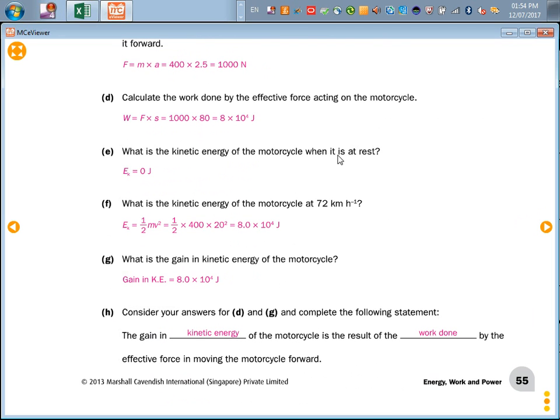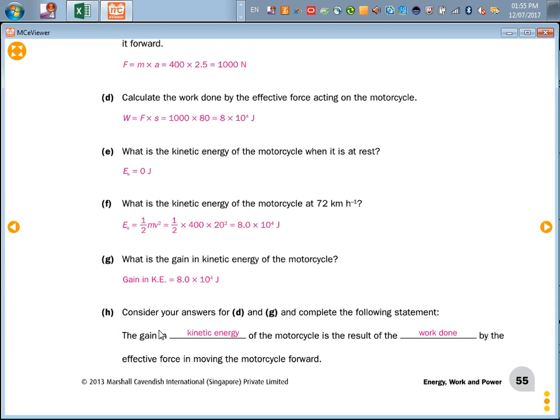Then, when the motorcycle was at rest, there was zero speed. So, no kinetic energy. Then, when it is moving, it had a kinetic energy of 8 times 10 to the power of 4 joules. So, what is the gain in kinetic energy? It will be the final kinetic energy minus initial kinetic energy, which is the same one, 8 times 10 to the power of 4 joules.